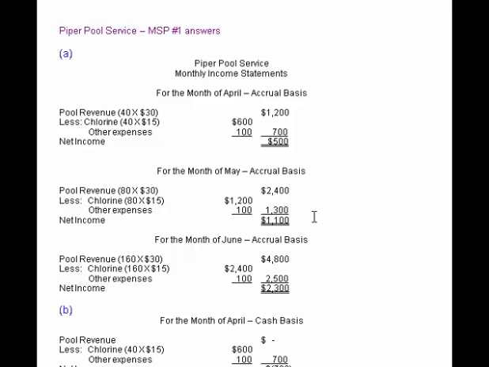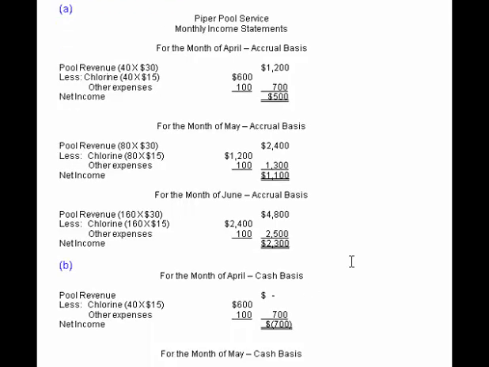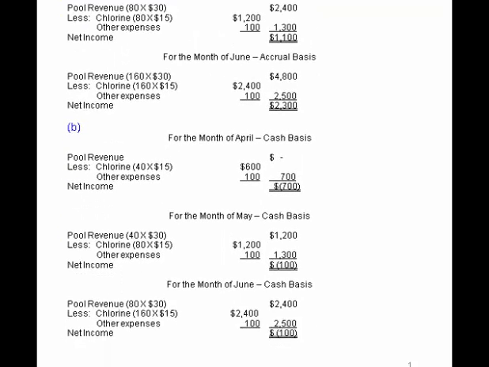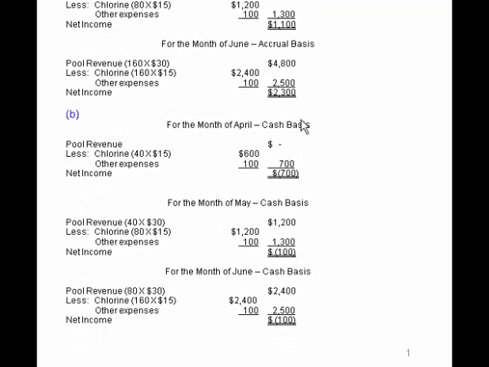Subtract other expenses. Then we add up the expenses, subtract it from pool revenue, and we come up with $1,100 for the month of May. Using the same logic, we get $2,300 for June. Okay, let me slide down, and we'll show how we illustrate that using the cash basis. And I'm going to slide this down here. So Part B starts right about here on your screen.